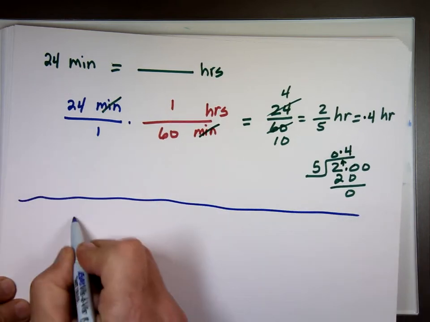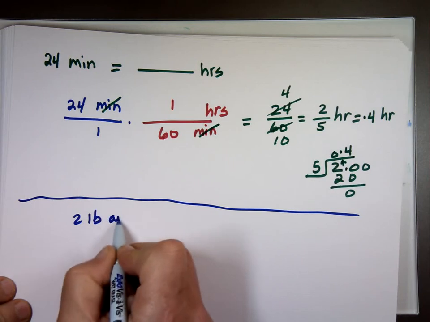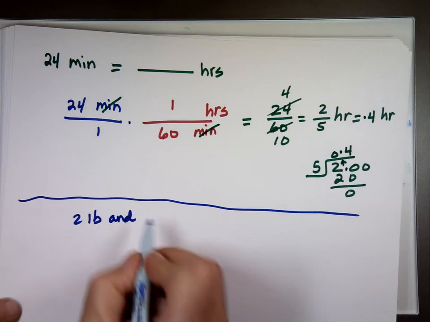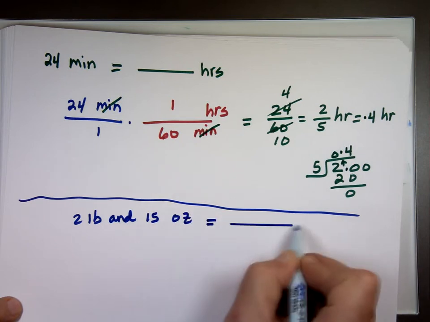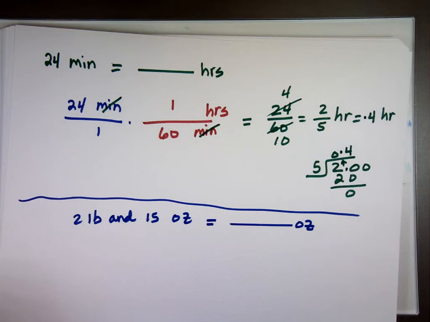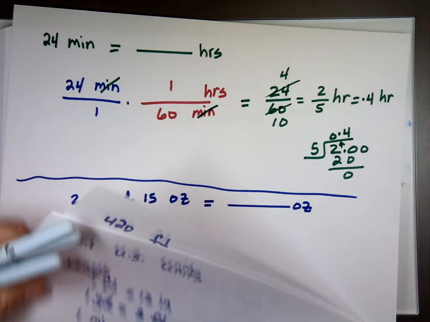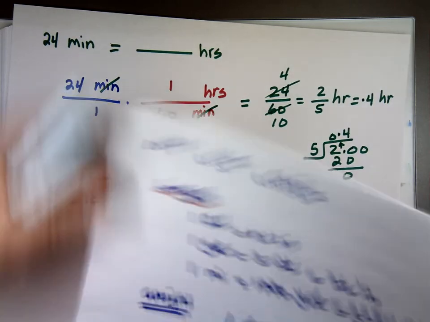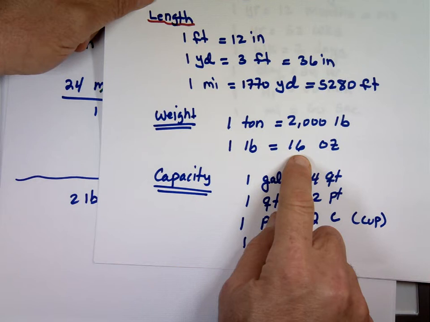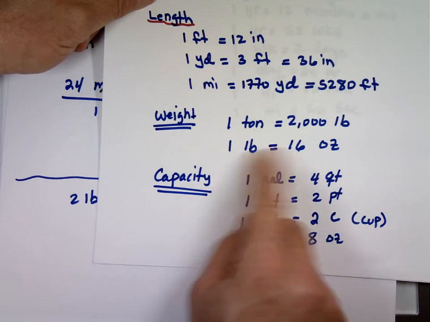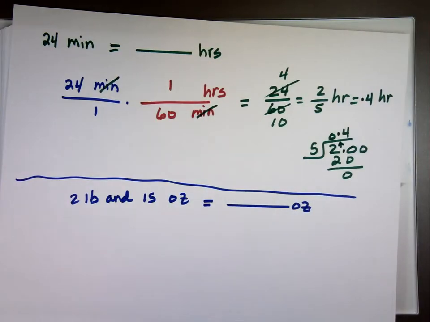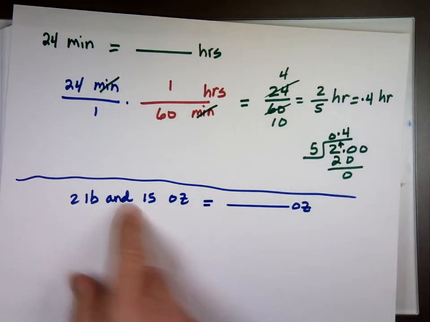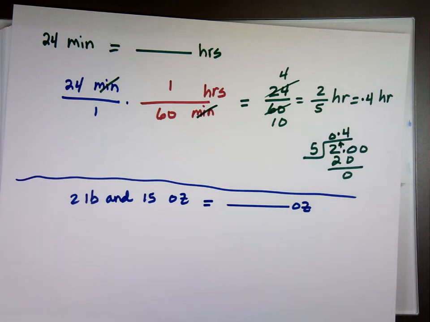How about 2 pounds and 15 ounces? Can I change that to ounces? You have 2 pounds and 15 ounces. Let's go back here. A pound has how many ounces? 16. See that one? A pound has 16 ounces. Let's change the 2 pounds. That's not 21. That's 2 pounds.